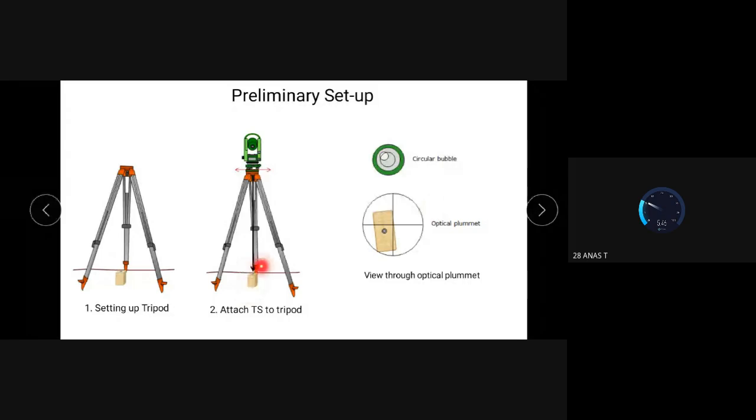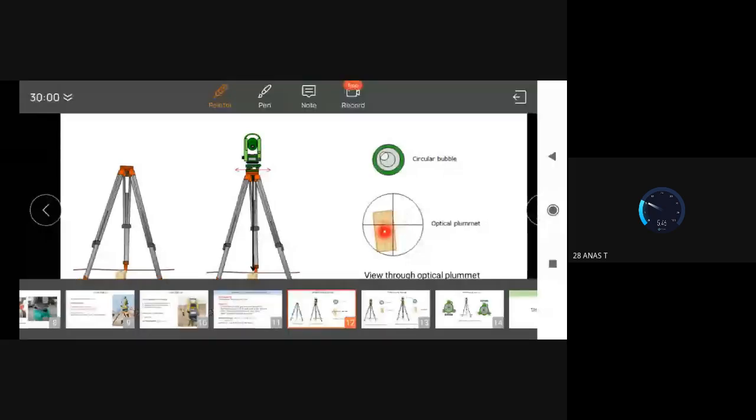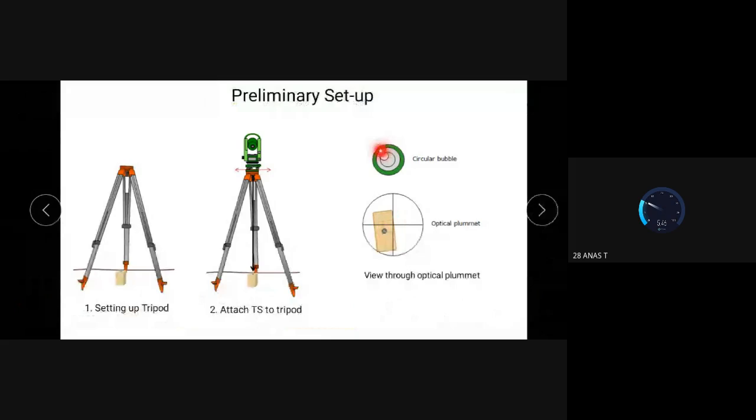You have to set the total station exactly. It has a vertical axis, and its vertical axis should be exactly above this point. For that viewing we have this optical plummet. By the preliminary adjustment, the crosshair here should coincide with this point. So that is a preliminary adjustment. The circular bubble should be at the center of this circle. So this is a preliminary setup.